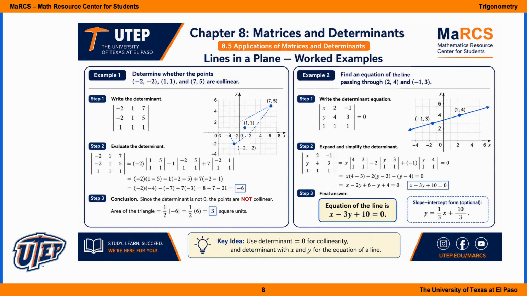Now for our second example, we are told to find the equation of the line passing through the points 2, 4, and -1, 3. So for our first row right here, we write our x variable, then our x coordinates 2 and -1. Our second row, we write our y variable, then our y coordinates 4 and 3, and then our last row is all 1s. Now we can compute the determinant of this 3x3 matrix, but it will be in an equation form since we have the variables x and y.